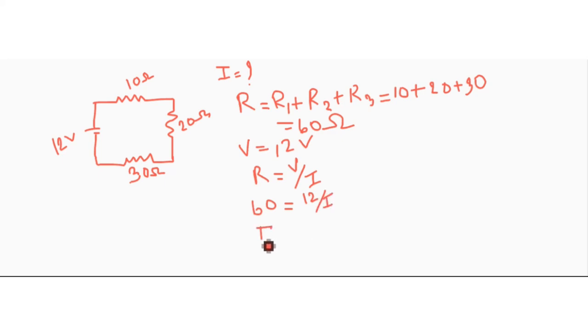So now I is equal to 12 by 60, one by 5 or 0.2 ampere. So current in the circuit is 0.2 ampere.